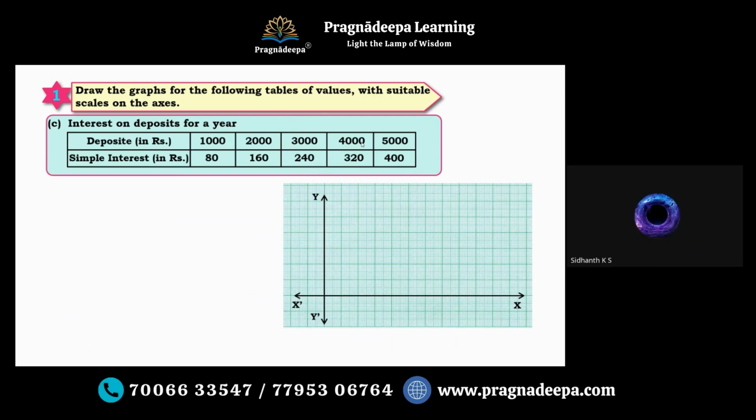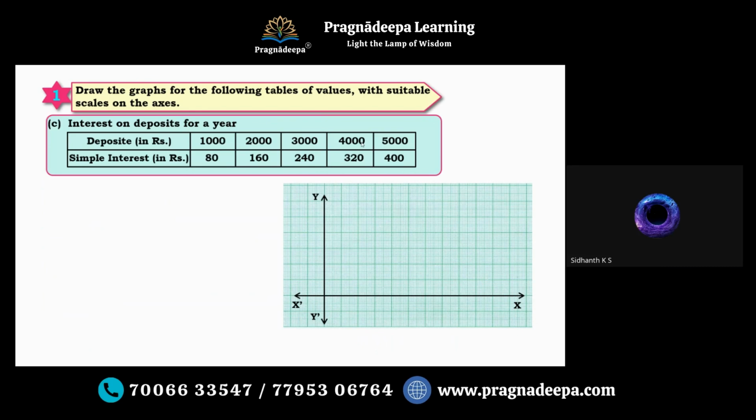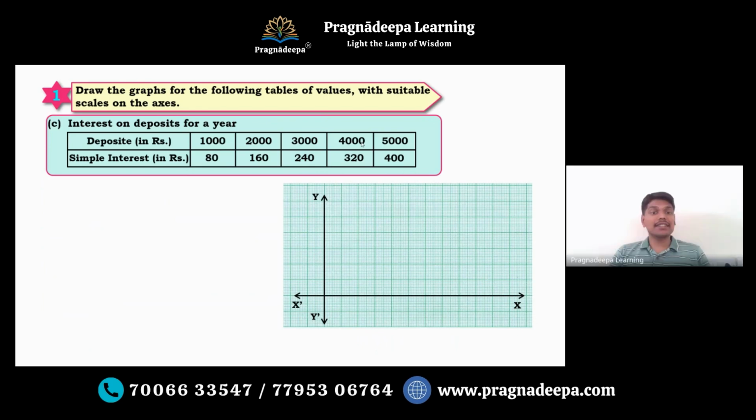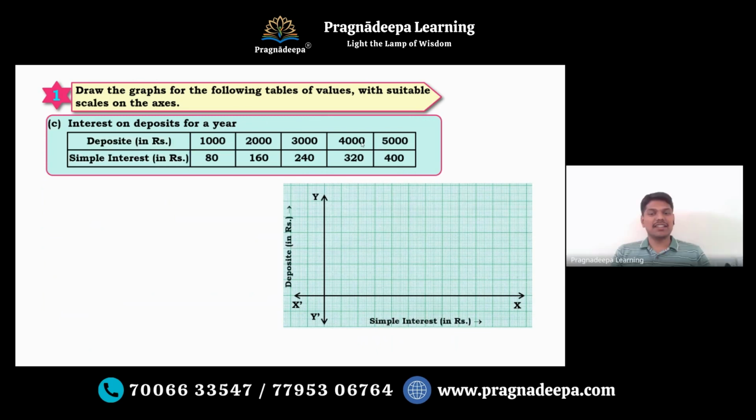Should I write deposit or simple interest on the x-axis? Deposit on the x-axis, and simple interest on the y-axis. Sorry, there is a typing mistake in the slide, which I haven't corrected. Simple interest on the y-axis and deposit on the x-axis, correct? Yes, sir.